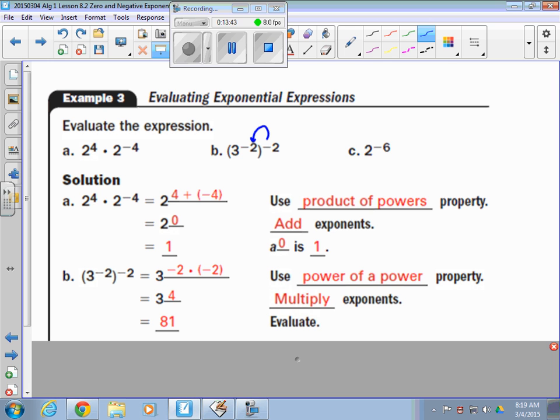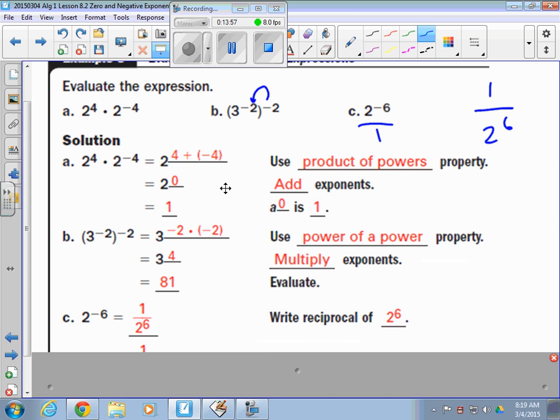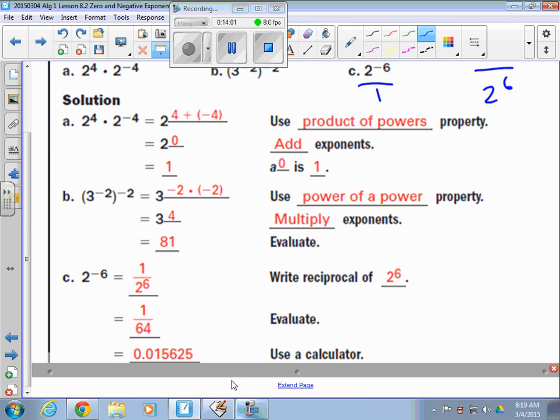2 to the negative 6 power means 2 rides the elevator. Everything is over 1. It becomes 1 over 2 to the positive 6 power. Remember, it's the reciprocal of that. 2 to the positive 6 power is 64, so it's 1 over 64. And then for some reason they include the decimal estimation there. 1 over 64 is where you would stop without the blank telling you to use a calculator.